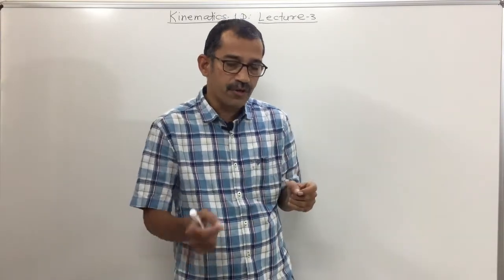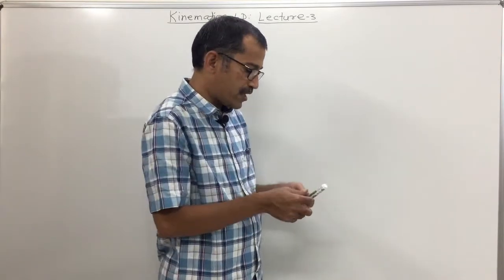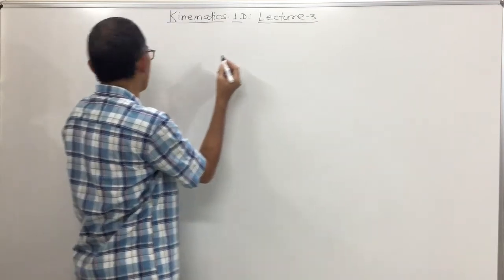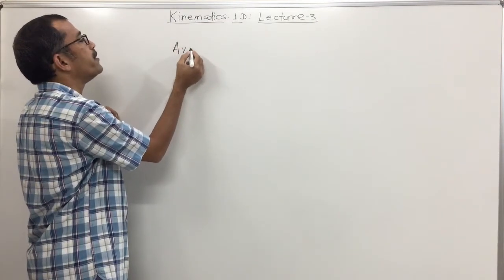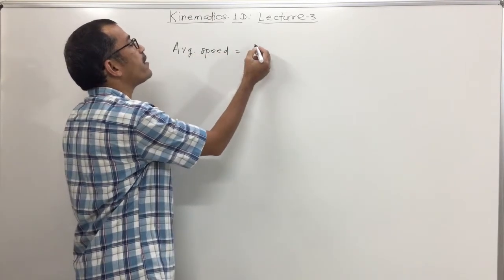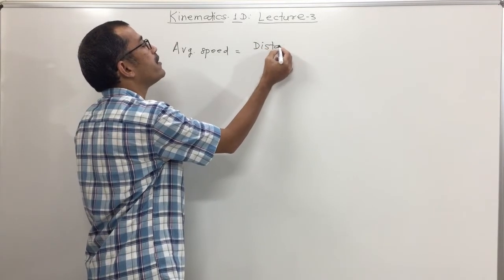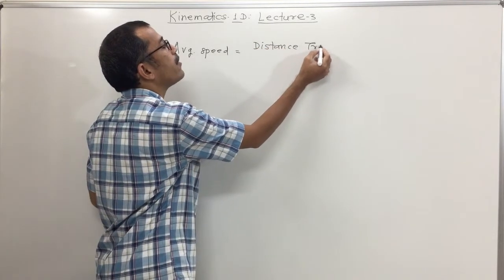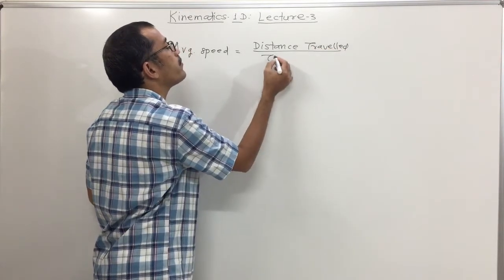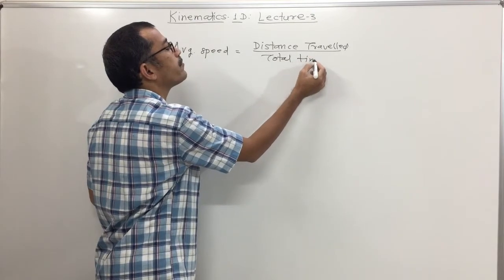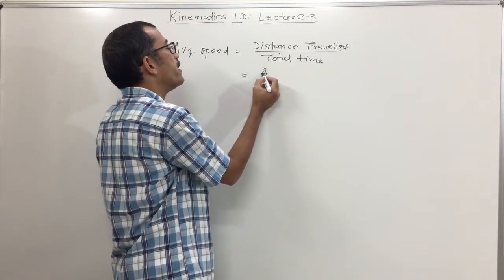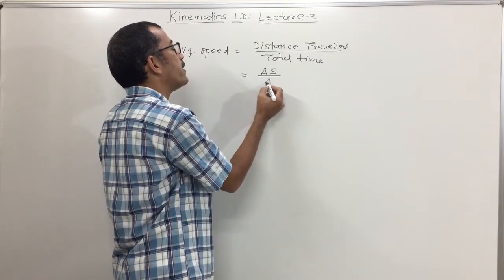Basically, if you are recalling average velocity, we will brush up in 2 minutes and then start with problems. When we want to find average speed, it is the distance traveled, or total distance traveled, divided by total time. That means average speed is written as delta S upon delta T.